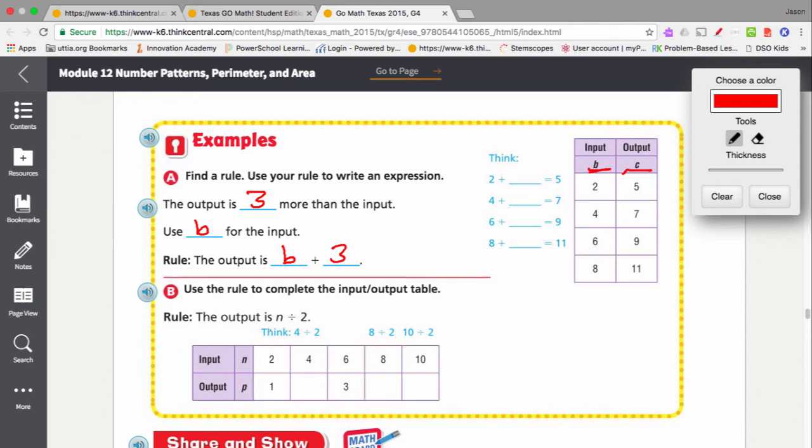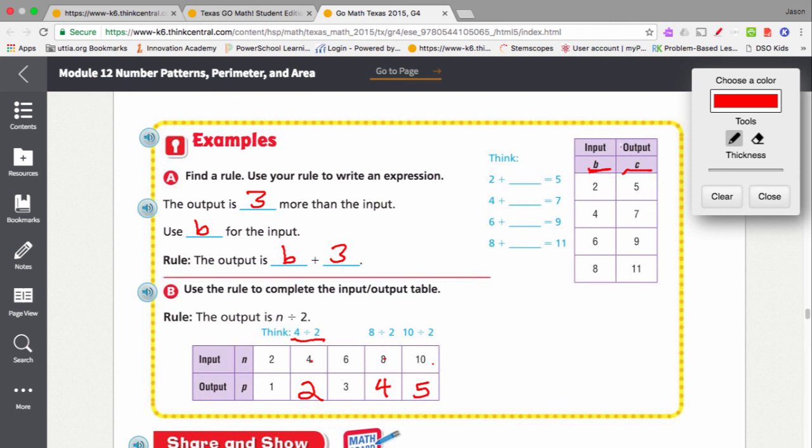Here's a new rule. The output is n divided by 2. And here's a table with the inputs 2, 4, 6, 8, and 10. So if the output is n divided by 2 and the input is 2, then the output is 1. Here we have input of 4. 4 divided by 2, output is 2. Here's 6. 6 divided by 2 is 3. 8 divided by 2 is 4. And 10 divided by 2 is 5. So you see we can fill out the input and output tables with the rule, or we can use the completed tables to develop a rule and write an expression, either way.